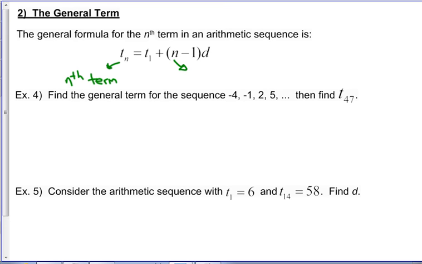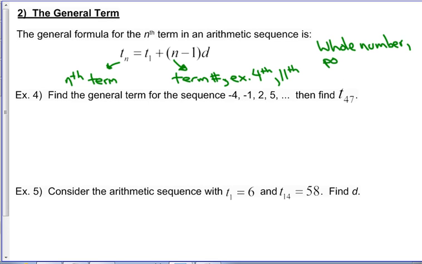This is the one that seems to cause the most trouble. What n is. N is the term number. Like it could be the 4th term. So n would be 4 if that were the case. Or 11th. N is 11 if we're talking about the 11th term. So it has to be a whole number that's positive. Can't be negative. You can't have a negative first term. Can't be a decimal. You can't have a 2.7th term. There's just a first, a second, a third, etc.